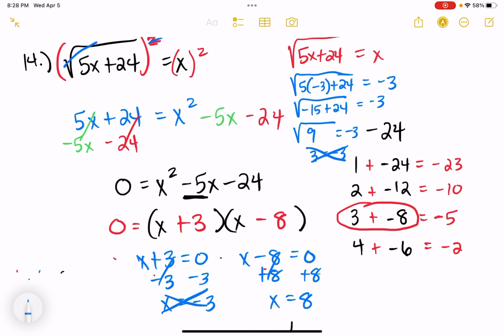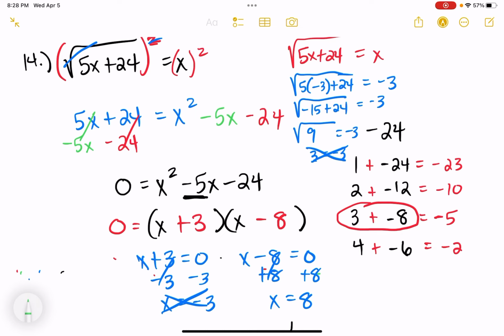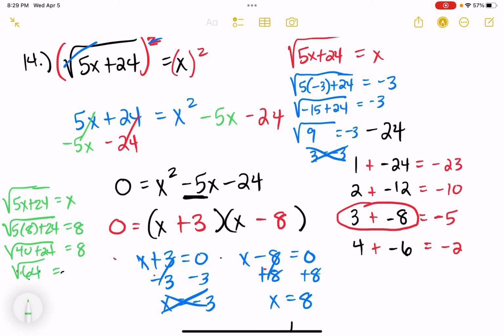Okay, and now I'm going to check the 8 and make sure it works. Okay, so I'm just going to come over here. So I'm running out of room. So square root of 5x plus 24 equals x. Square root 5 times 8 plus 24 equals 8. 5 times 8 is 40 plus 24. 40 plus 24 is 64. And the square root of 64 is 8. And we get that 8 equals 8, which does work. So x equals 8 is your only answer.